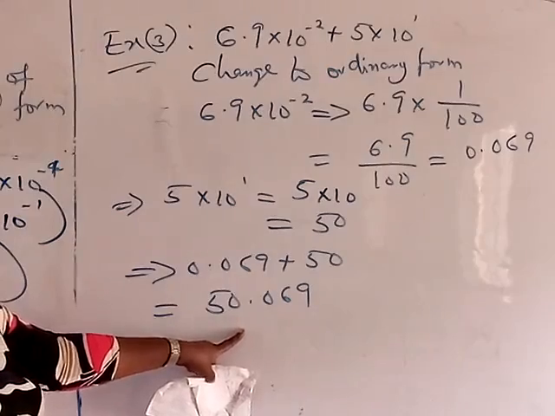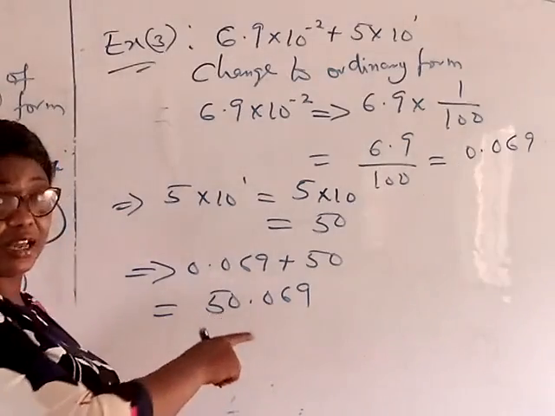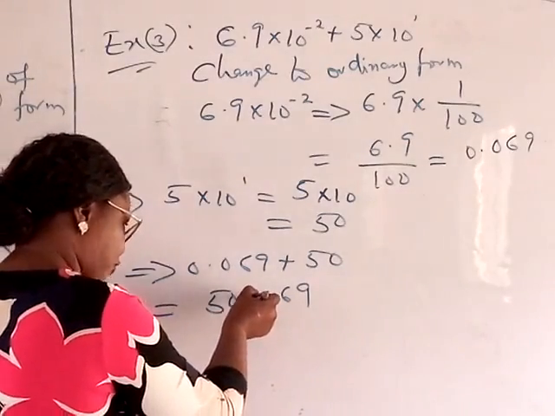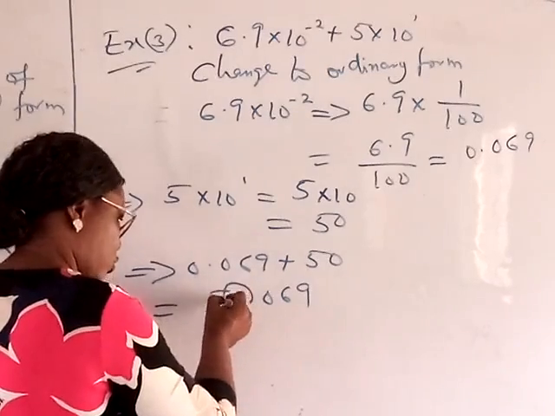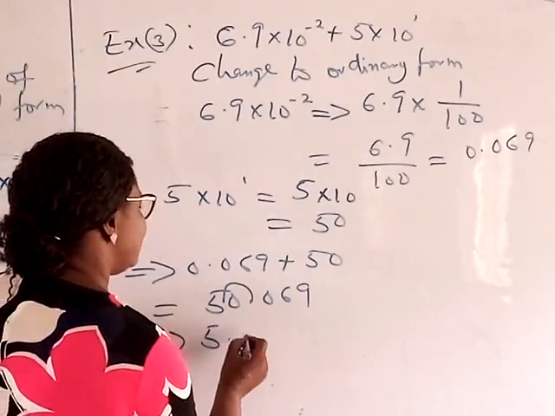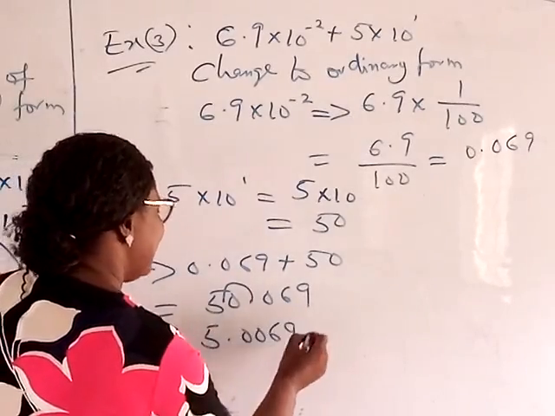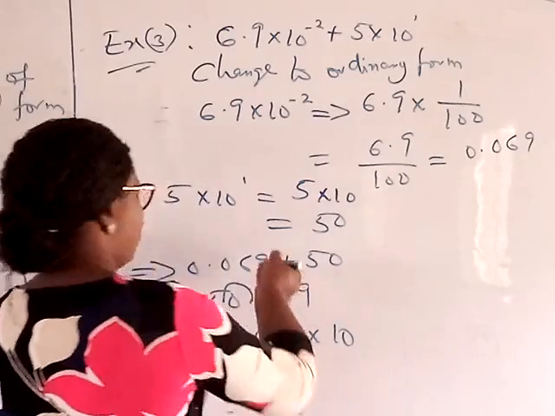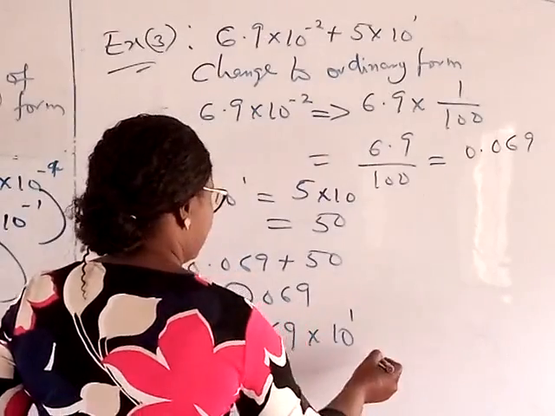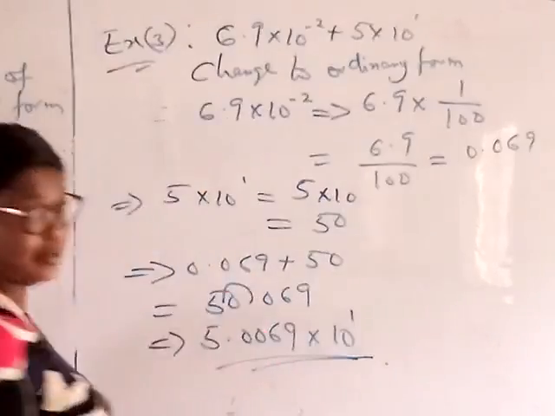Now, this number has not conformed to the rule of standard form. 50 is above 10. So you have to take this one to standard form also. And therefore, you have to move this decimal point forward one time, leaving you with 5.0069 times 10 raised to the power. We move it forward one time, so 10 raised to the power 1. And that is going to be our final answer.